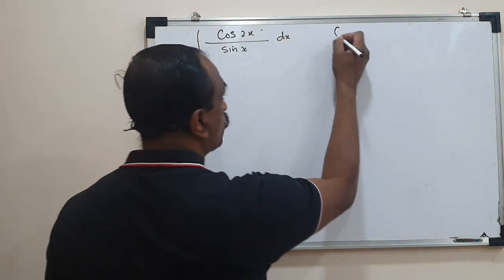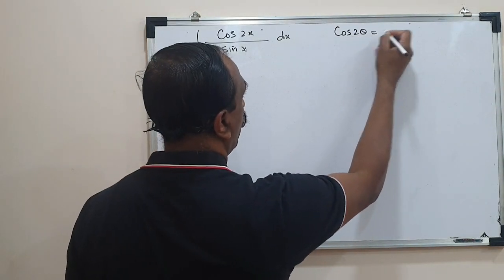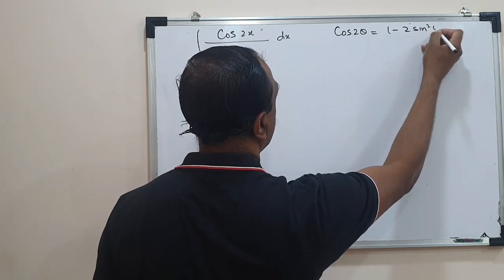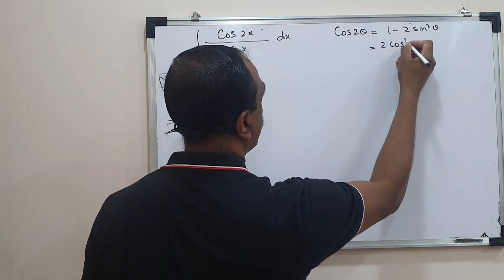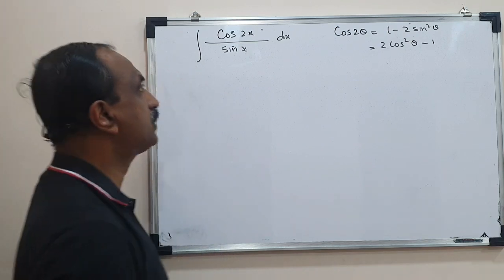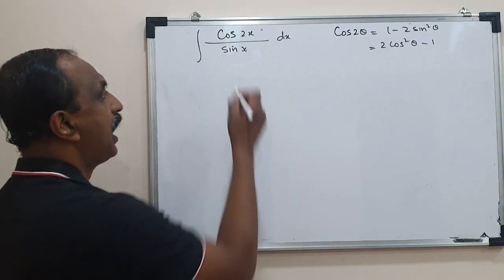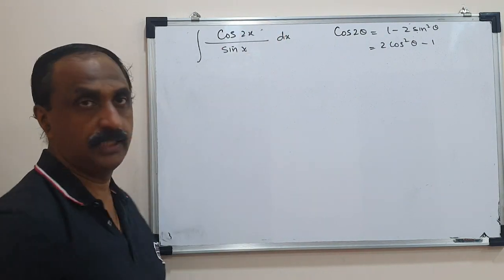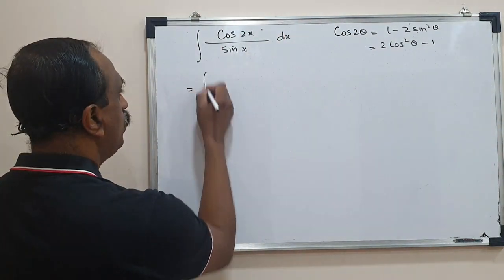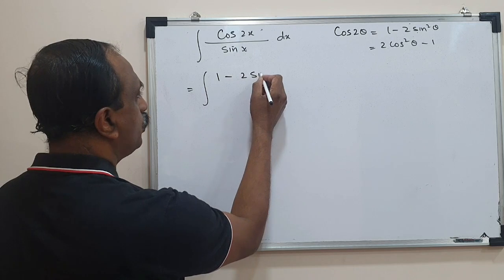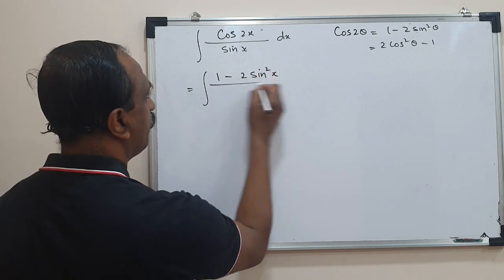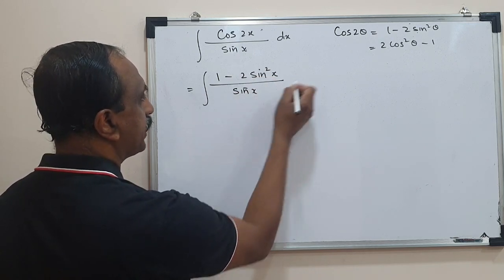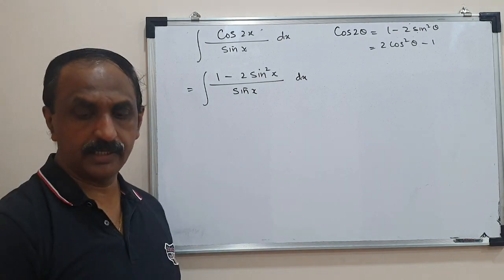So cos 2 theta has two formulae. One is 1 minus 2 sin square theta. Another is 2 cos square theta minus 1. Now you need to ask which I prefer. I have seen sin x here. So naturally if I express this also in sin, then my manipulation is possible. So 1 minus 2 sin square x divided by sin x dx. So we have got both the angles the same.